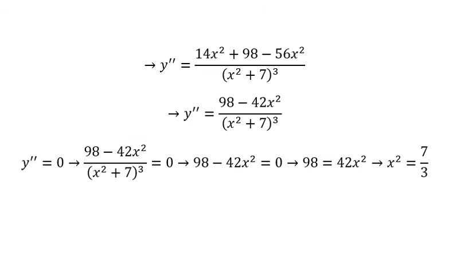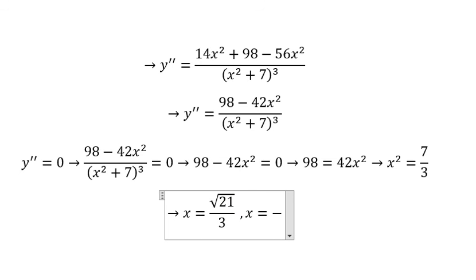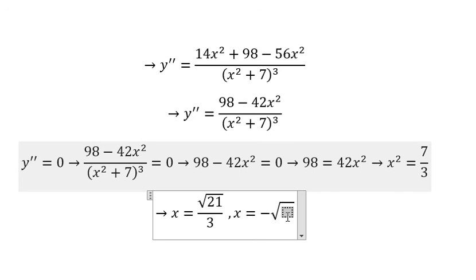Next, we take the square root of both sides. So we have s equals the square root of 21/3, and s equals negative the square root of 21/3.